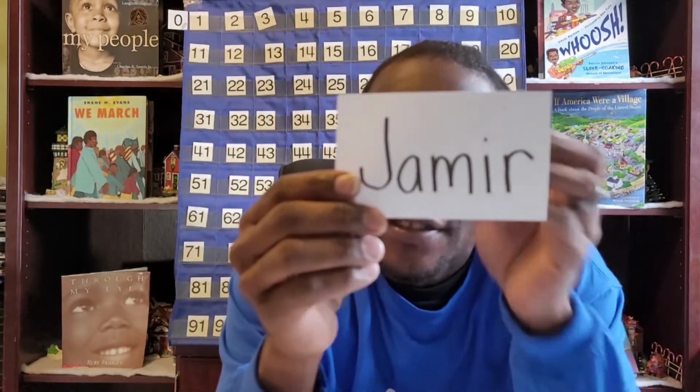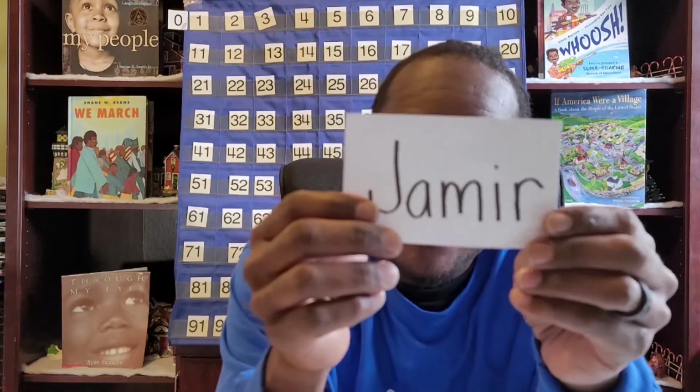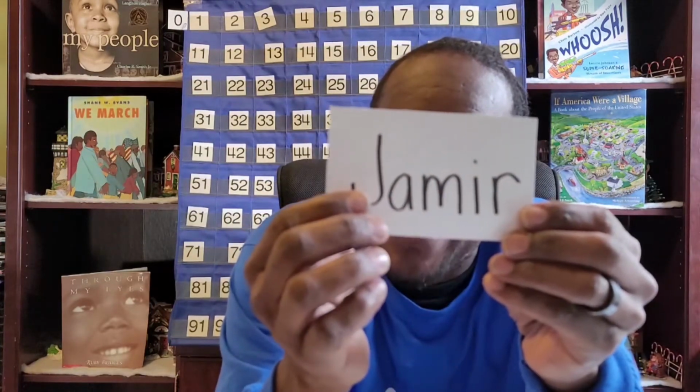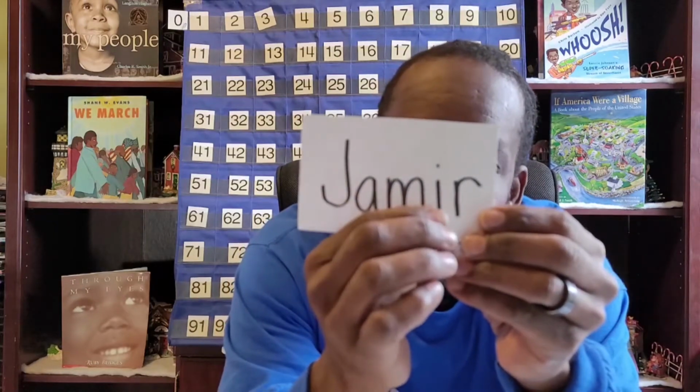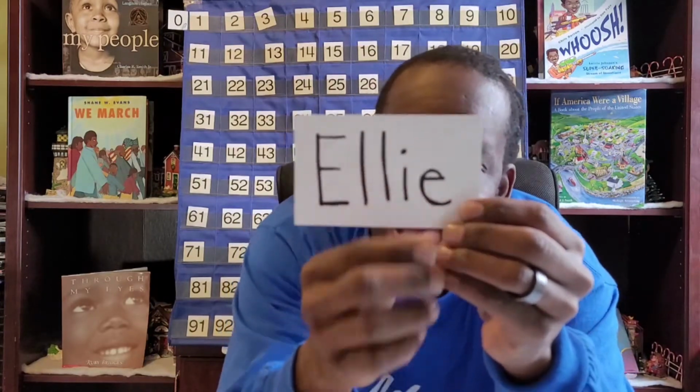And whose name is this? All the way from Florida. Jameer. Let's count Jameer's letters. 1, 2, 3, 4, 5. And whose name is this? Hi, Ellie. Let's count her letters. 1, 2, 3, 4, 5. And whose name is this? Henry. Hey, Henry, how you doing? Let's count his letters. 1, 2, 3, 4, 5. Henry has 5 letters in his name.